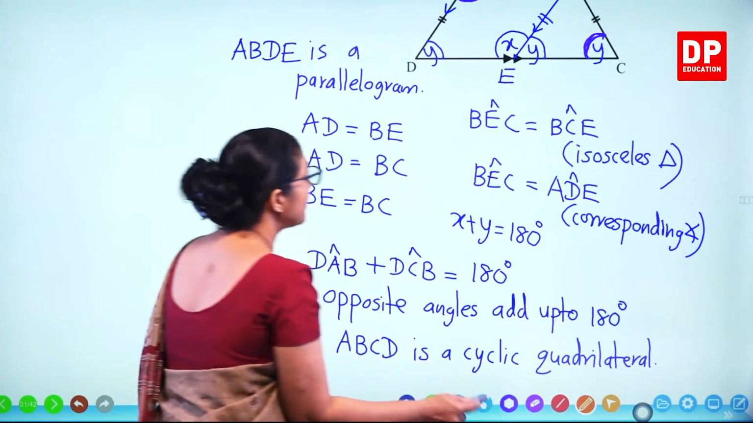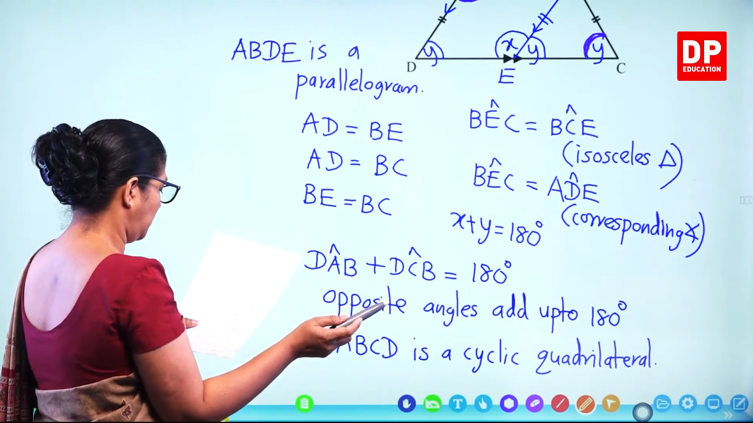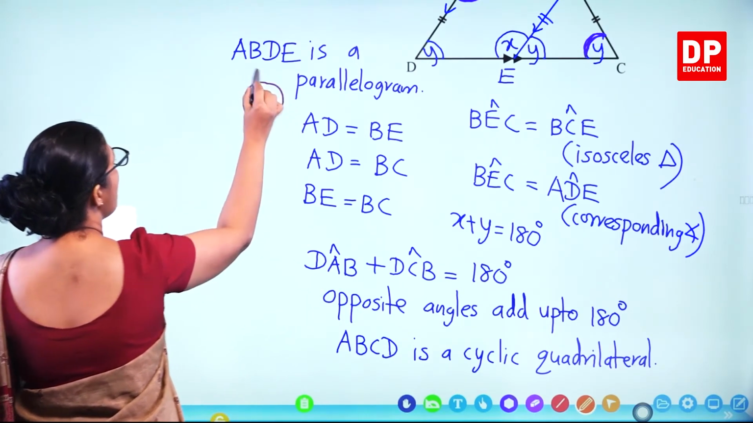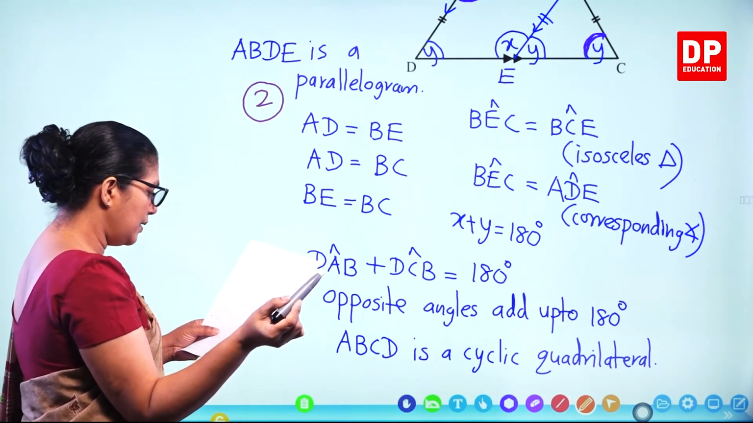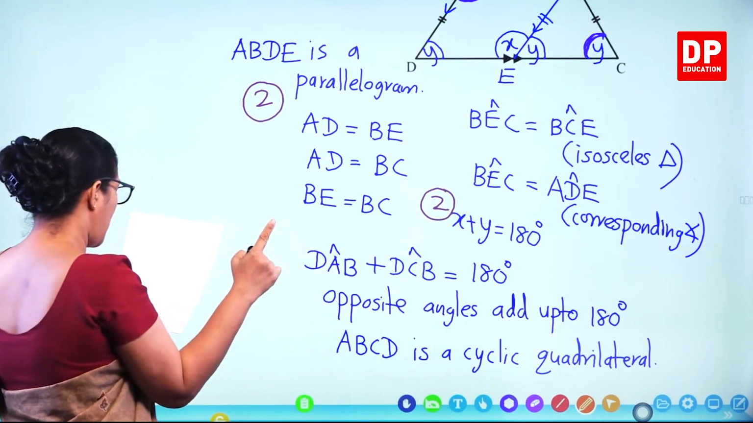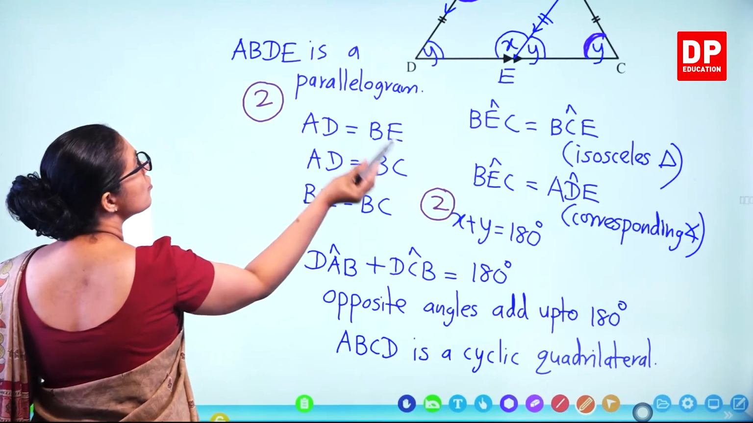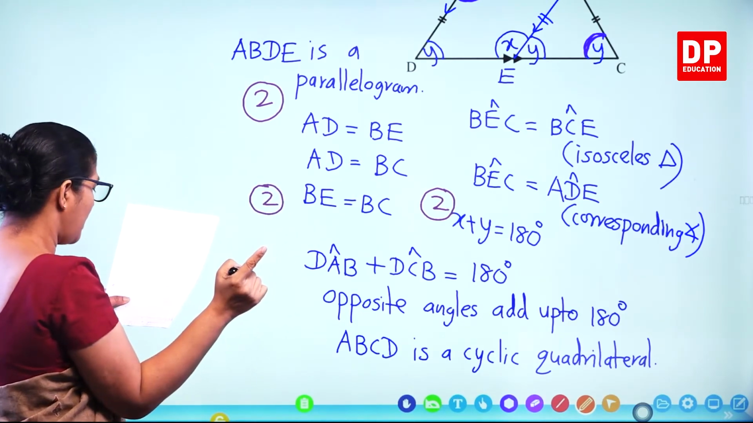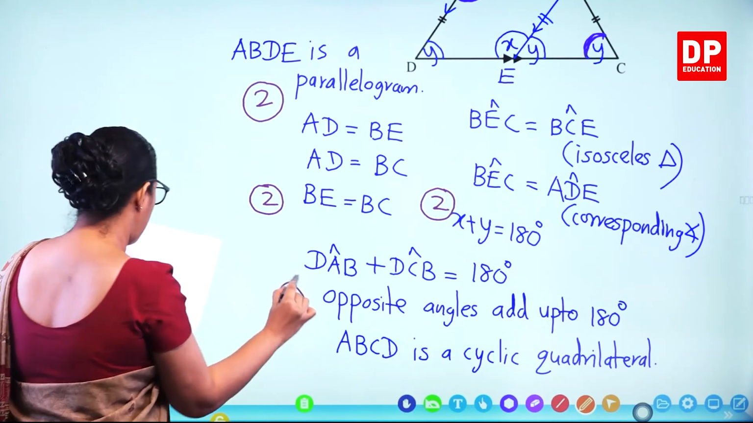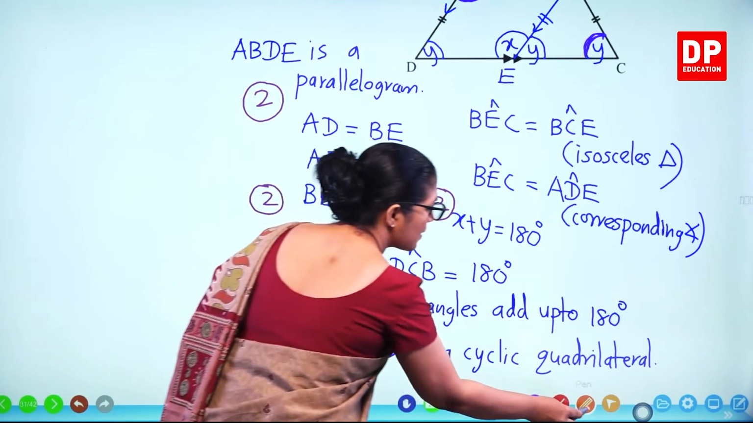So how many marks for that? You are getting 7 marks for that. So writing down that this is a parallelogram and opposite sides are equal, and x plus y equals 180, and also here you get another 2 marks for showing that the lengths are equal, and then opposite angles add up to 180 and mentioning that it's a cyclic quadrilateral. So 7 marks for that part.